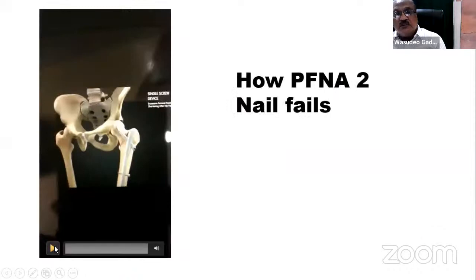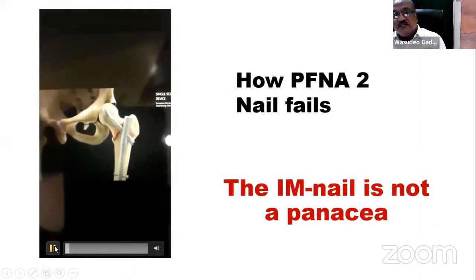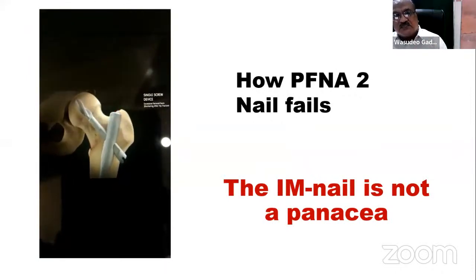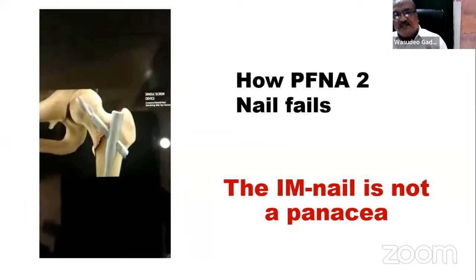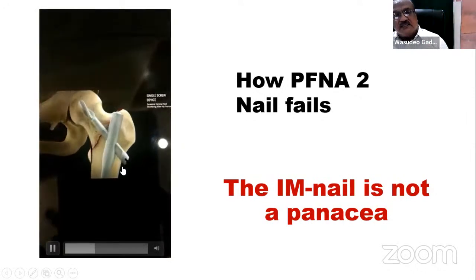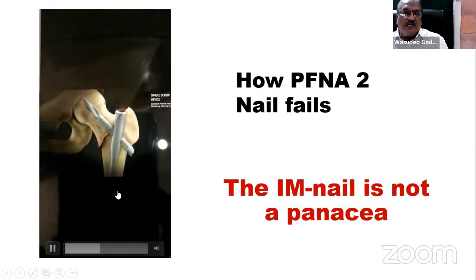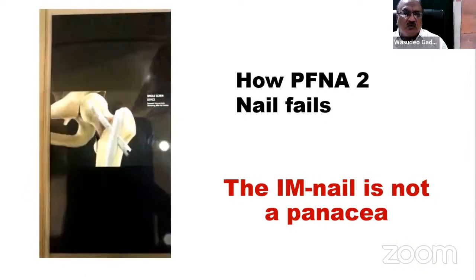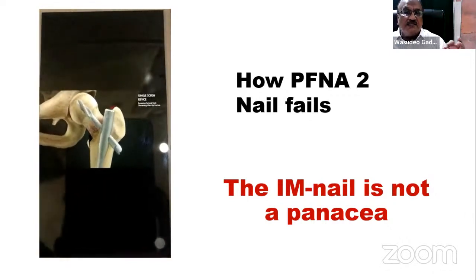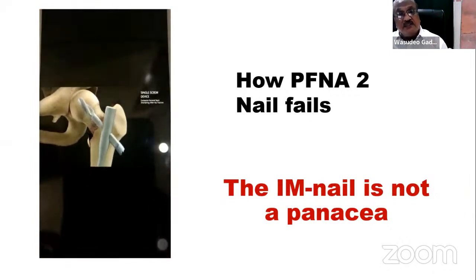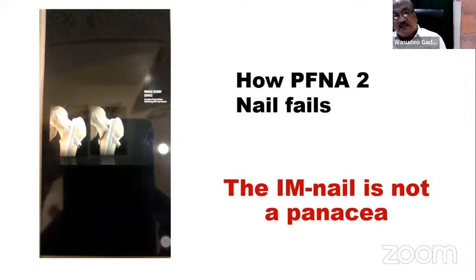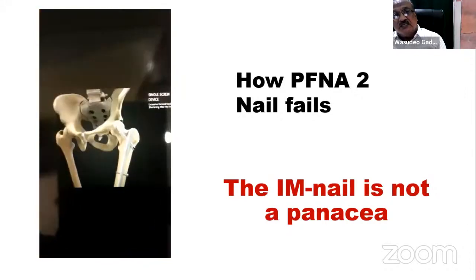And this is how PFNA fails. And you can see the IM nail is not a panacea, whether it is a 2-screw system, 3-screw system, integrated or whatever it may be. It is going to fail. You can see this in the Synthes catalog, and there is no rotational control at the cervicotrochanteric junction with the calcar and the strap at the lesser trochanteric level, and even in osteoporotic bone, this also fails, not only the screw, but the helical blade also. So it comes out. So this is how it is.